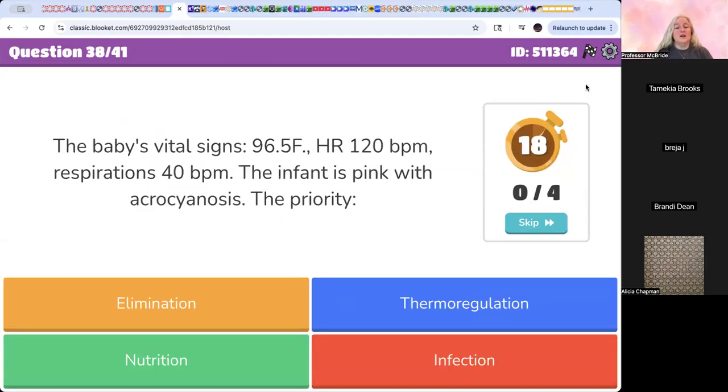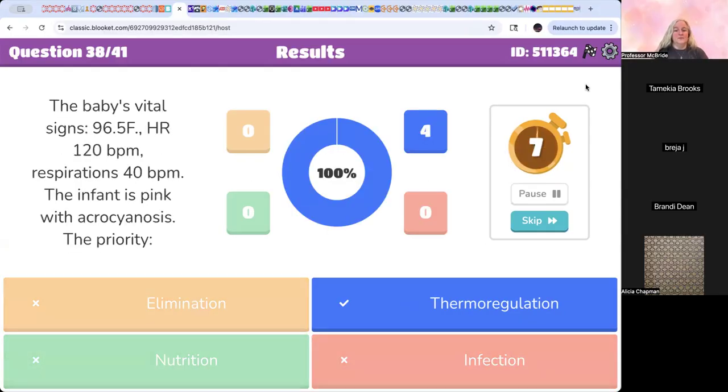The baby's vital signs are temperature 96.5, heart rate 120, respirations 40. The infant is pink with acrocyanosis. What is the priority for this baby? Good. We talked a lot already today about cold babies. So respiratory is number one, but thermoregulation is a close second for newborns as far as priorities.